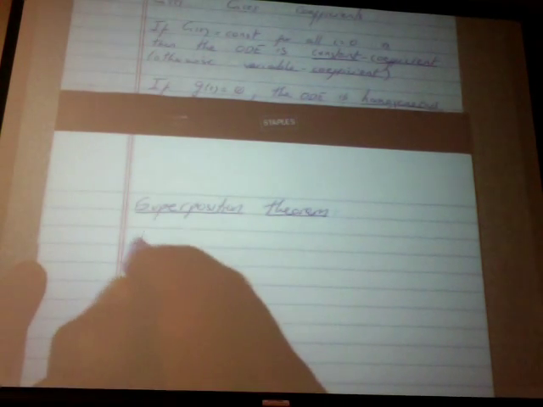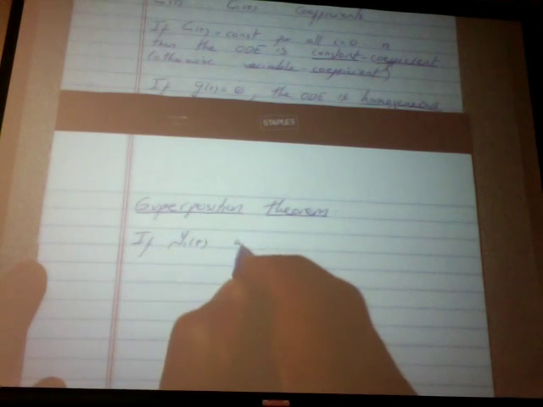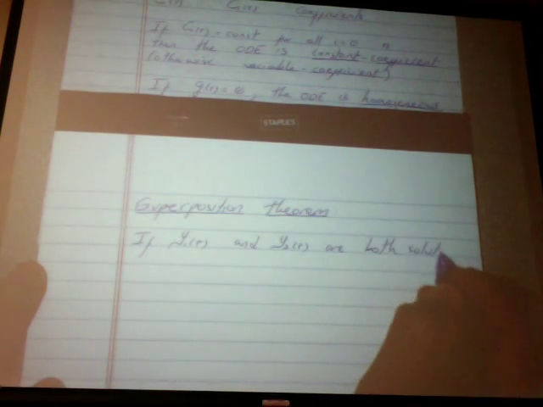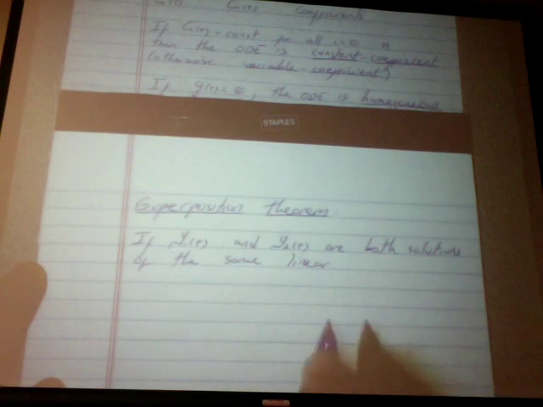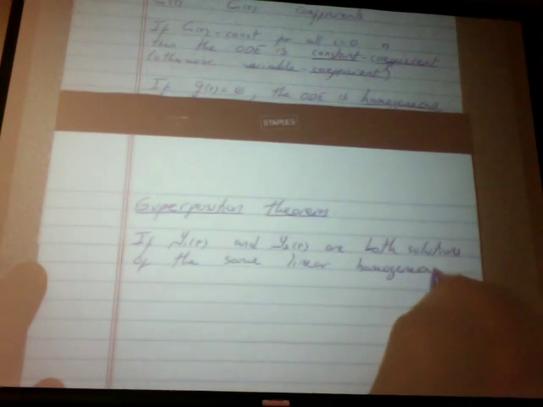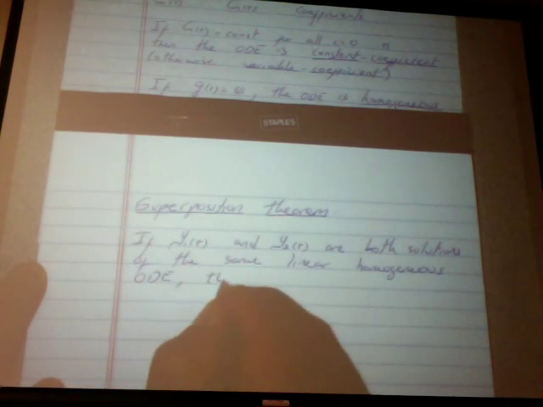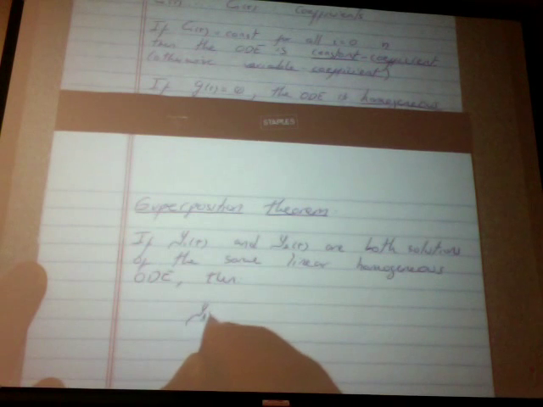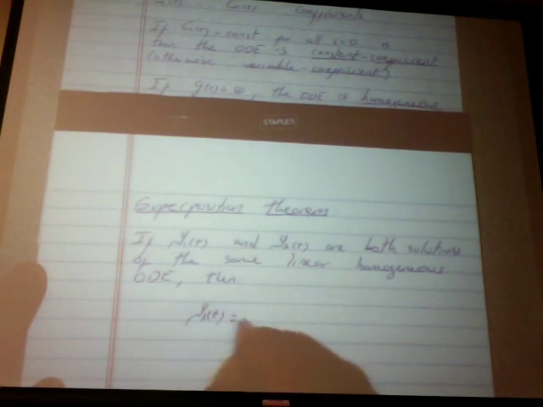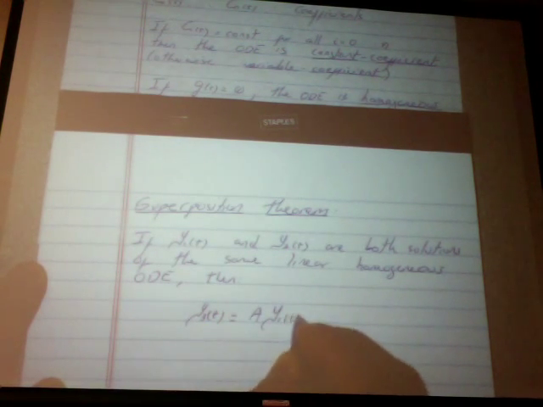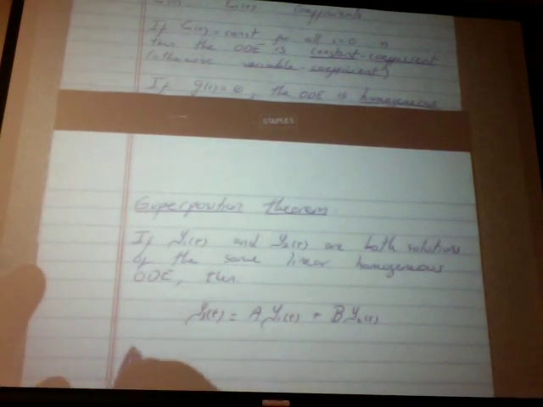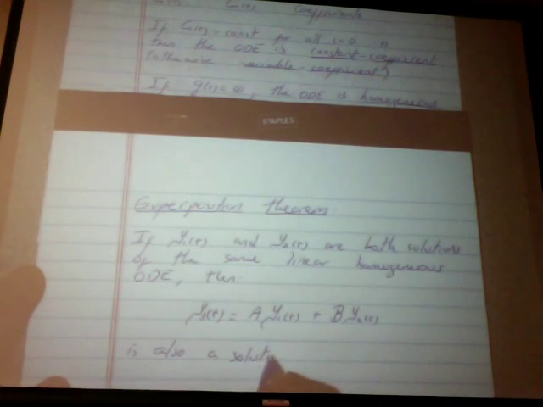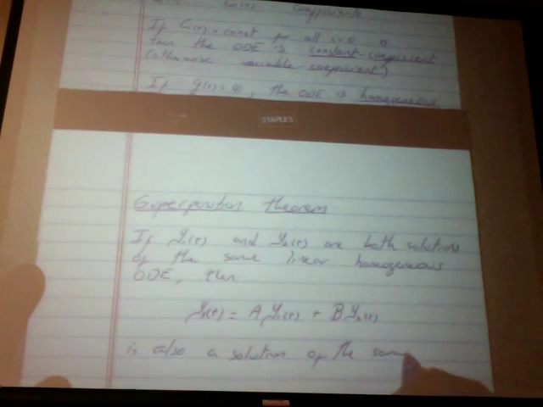So it just happens that if y1 of t and y2 of t are both solutions of the same linear homogeneous ODE, then y3 of t equals a times y1 plus b times y2, for any constants a and b, is also a solution of the same ODE.